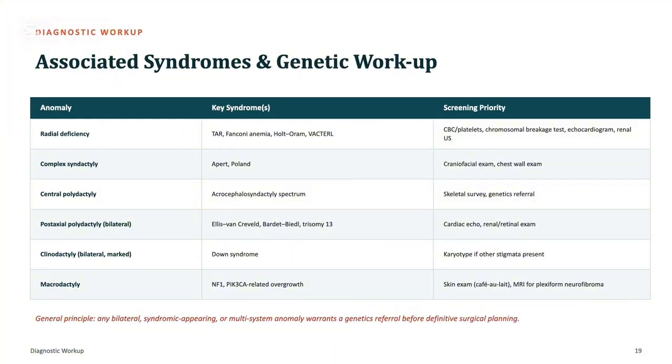Complex syndactyly, like Apert and Poland syndrome, you must do craniofacial examination and chest examination. It's very important to mention in oral and MCQ exams. Central polydactyly, it's the acrocephalosyndactyly spectrum, also look for skeletal or genetic abnormalities. The postaxial, as we told, trisomy 13. We should do echo and retinal examination. Clinodactyly, associated with Down syndrome. Macrodactyly, we must examine for neurofibromatosis like café-au-lait patches or plexiform neurofibroma.